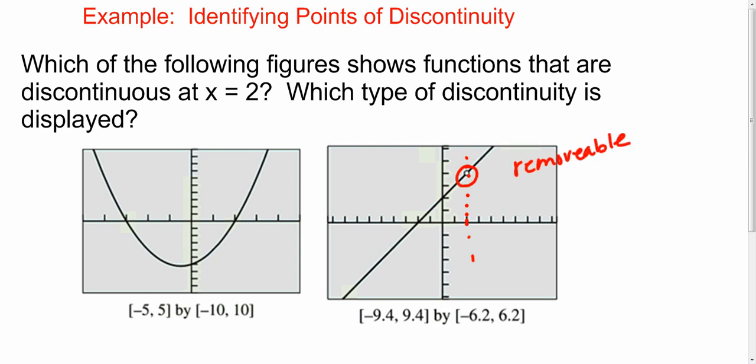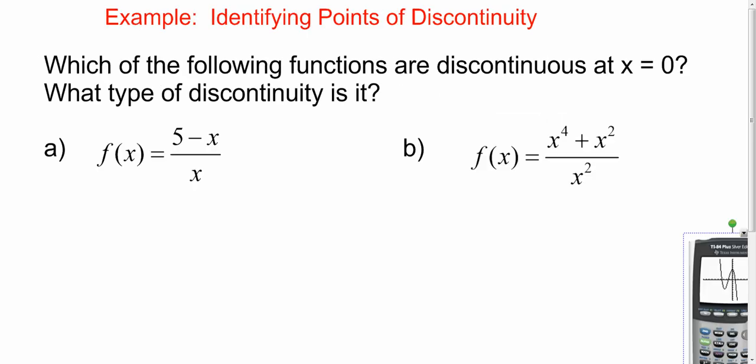I think I spelled that wrong. Okay, this one is continuous. If I look at what's happening where my x value is 2 and it hits the graph, there's no hole right there. So it is continuous at x equals 2.